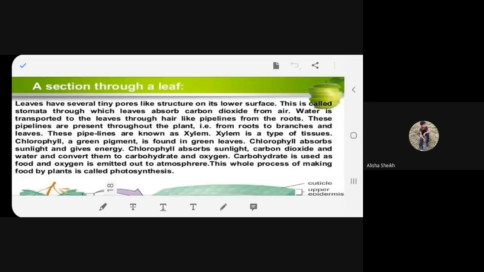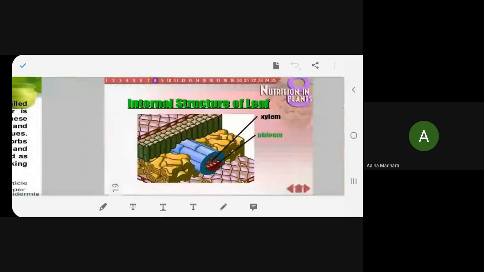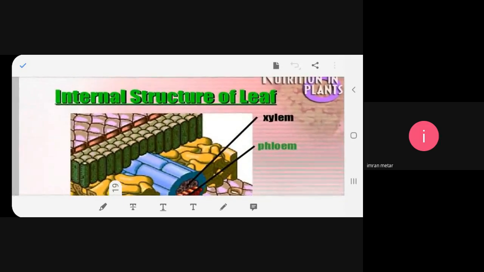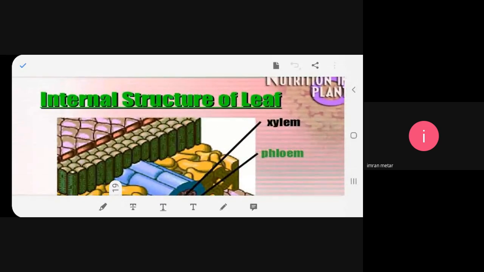We done? Done this. We have done. So this is 18 beta. That's the reason that have we done this beta? No, ma'am. Okay, fine. Now this is internal structure of leaf.